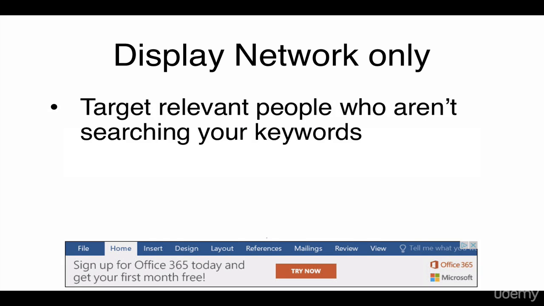Now, there are good things and bad things about the display network, and there's a lot of different opinions out there about this channel. You're targeting relevant people because you can really use some pretty granular targeting options to target people based upon their demographics, their age, their gender, their parental status, based upon the types of websites they've been visiting recently, or whether Google thinks that they're in the market for a specific type of product, like a car or baby products or lots of different things.